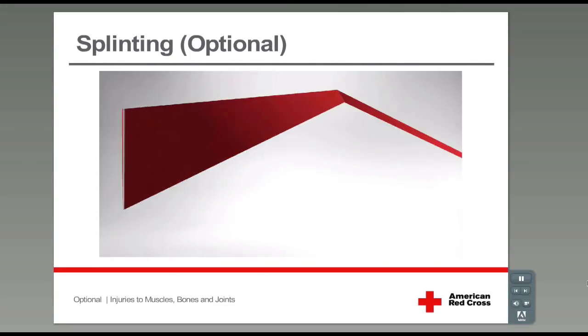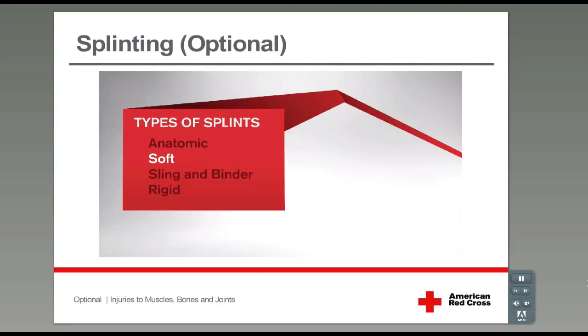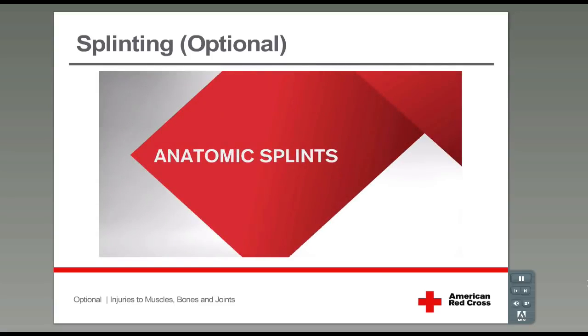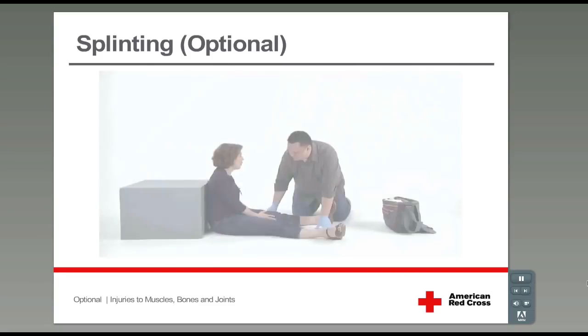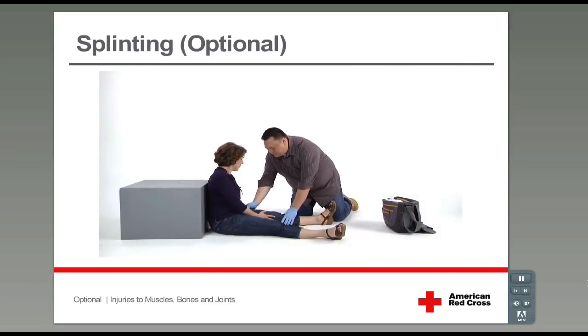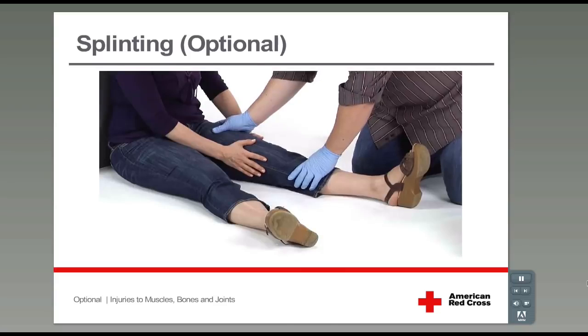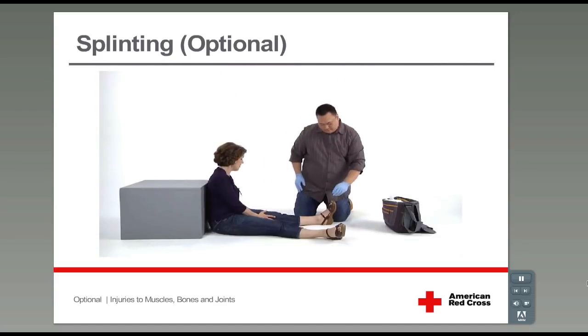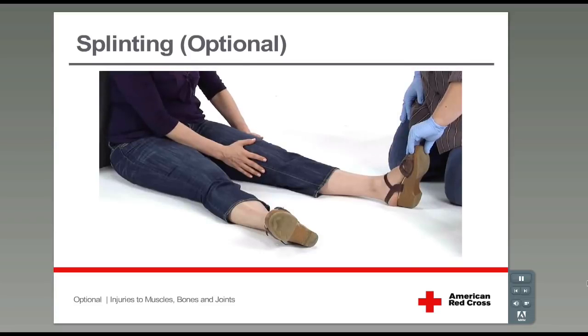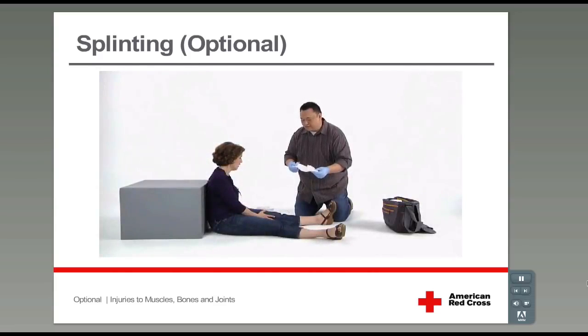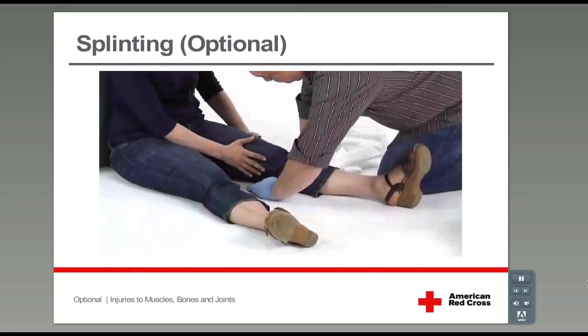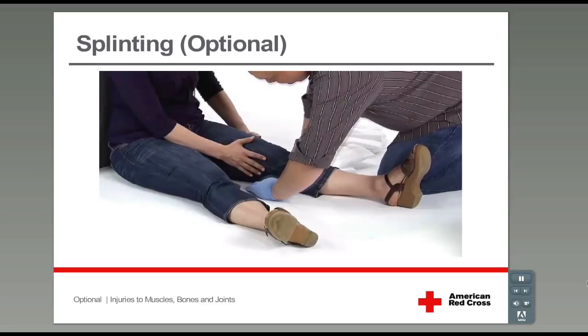There are multiple types of splints, including anatomic, soft, sling and binder, and rigid. Anatomic splints immobilize an injured body part using an uninjured neighboring body part. Support the area above and below the site of the injury. Check beyond the injured area for feeling, warmth, and color. If the person is wearing a shoe, do not remove it. Place folded triangular bandages above and below the injured area.